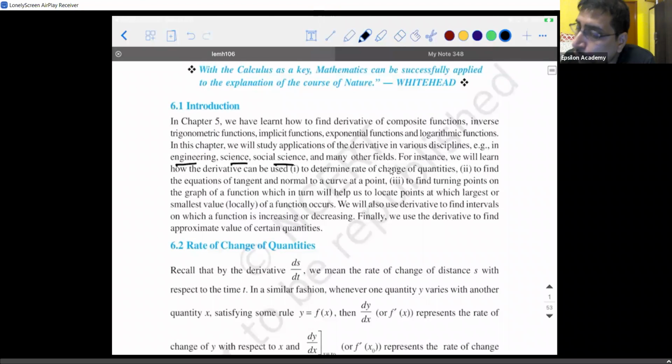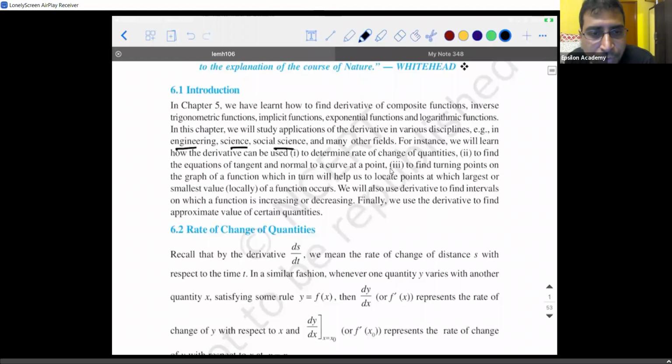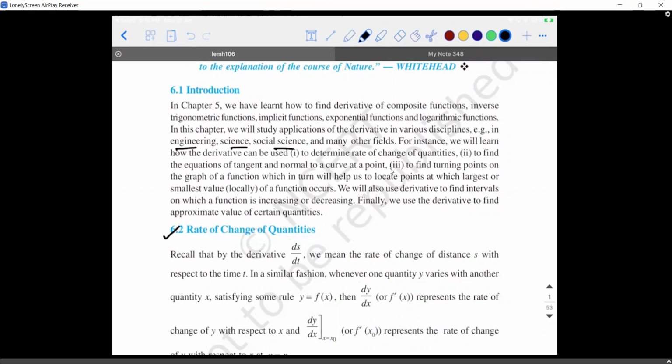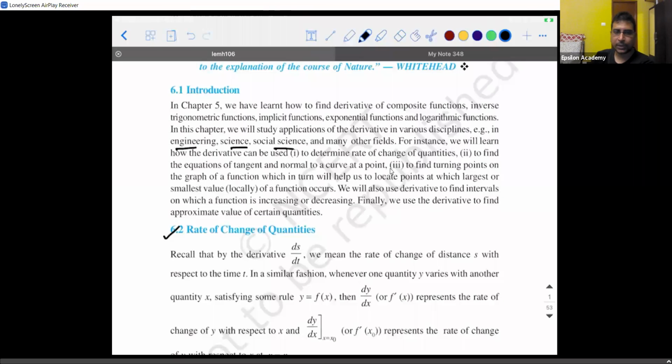So the first application that we are going to learn is called the rate of change of quantities. So what do you mean by rate? You have been learning this term since your ninth standard. So what do you mean by rate? Rate of something, anything with respect to time. So something changing with respect to time is what we call the rate.